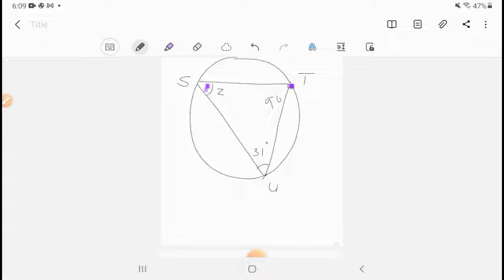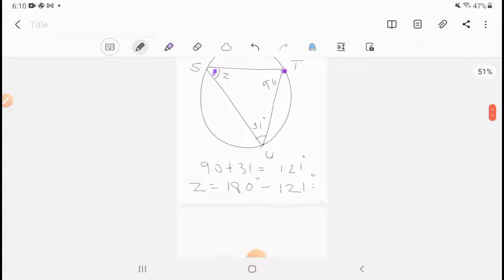That means that to find Z, you're first going to add 90 plus 31, which gives you 121. Therefore, Z is equal to 180 degrees take away 121 degrees, which is, sorry, I'm running out of space, but that would be equal to 59 degrees. So Z equals 59 degrees.